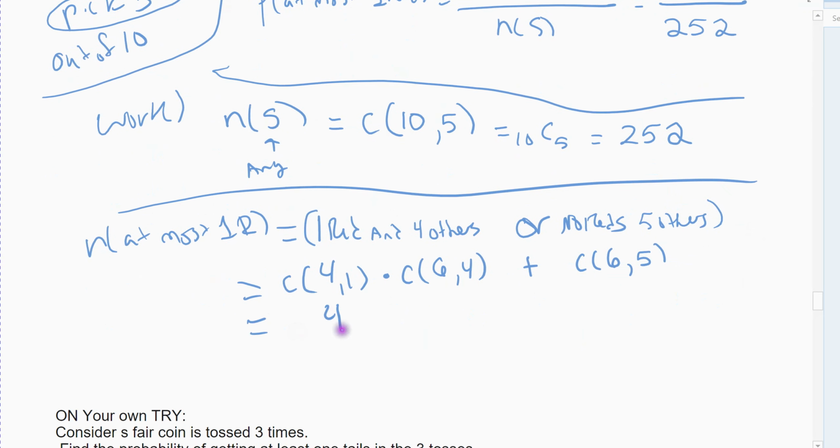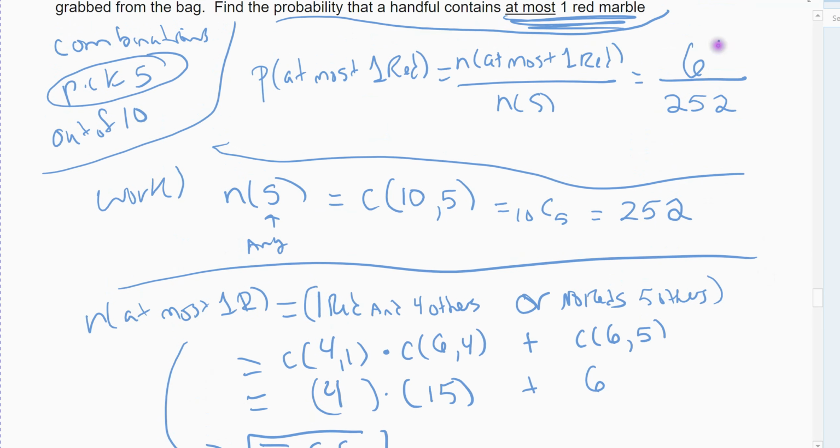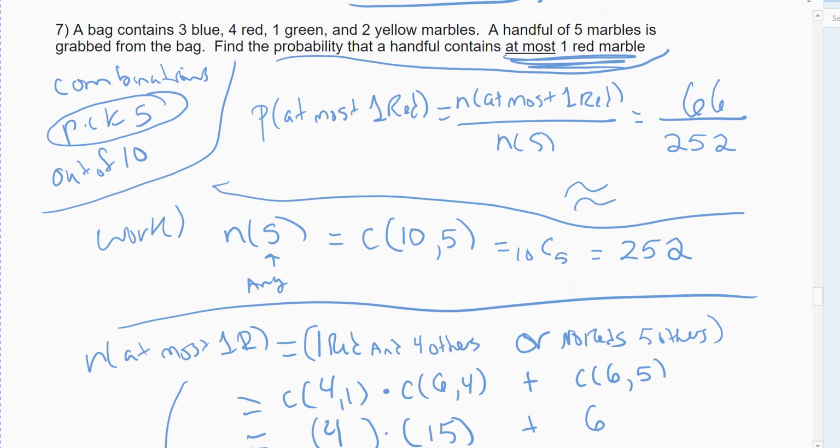So you plug those into the calculator. 6 choose 4 on the calculator comes out 15, and 6 choose 5 comes out 6. So we've got 4 times 15, which is 60, plus 6, so we get 66. So 66 handfuls. There's my subset. So 66 out of 252 have at most 1 red marble, meaning they have 1 red marble or none. And then you do your division.